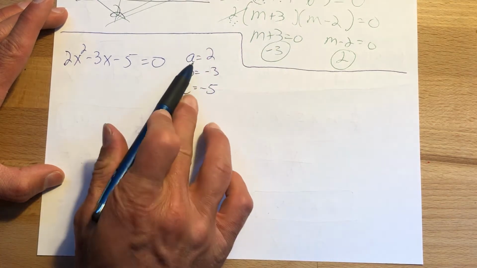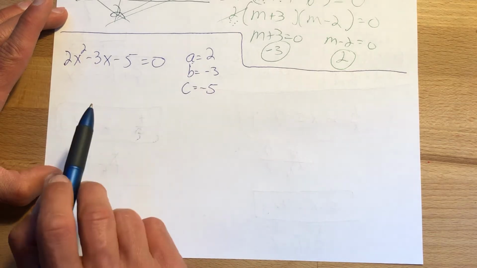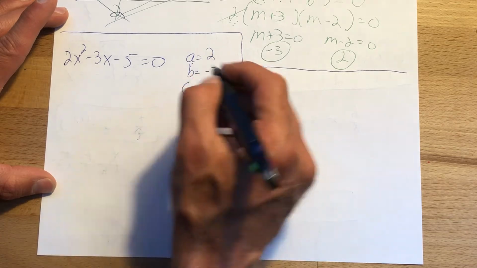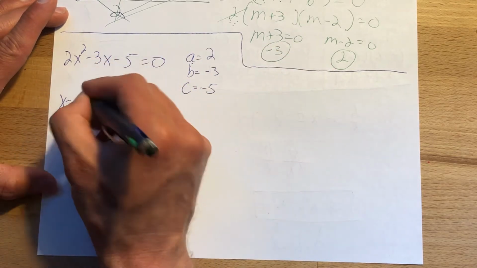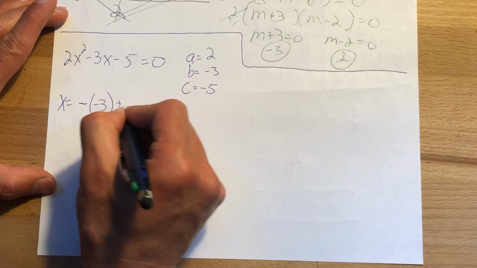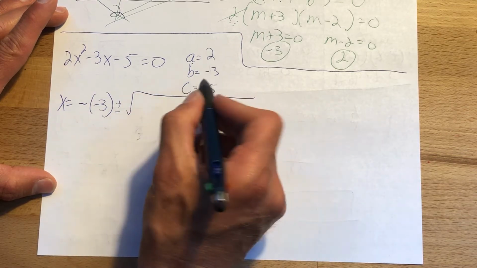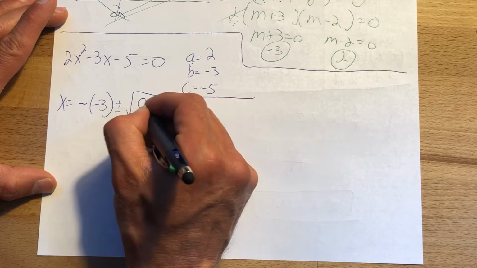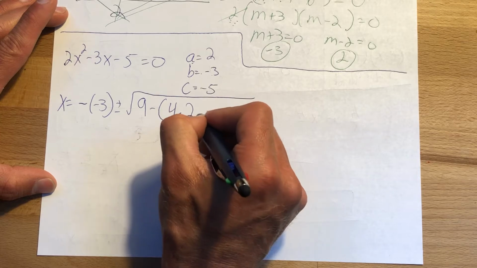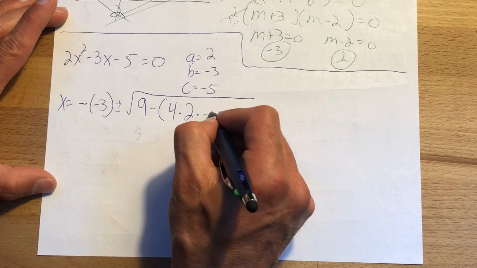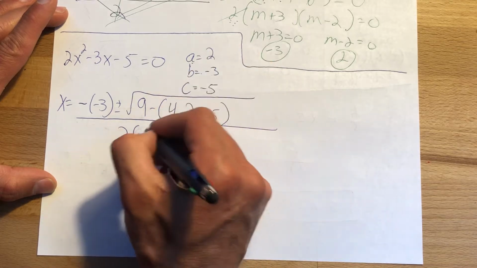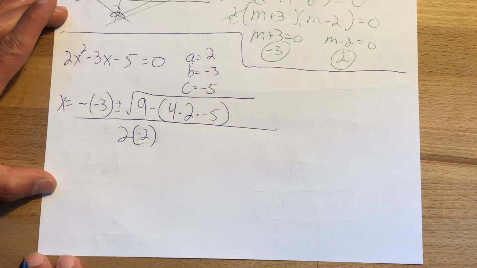I have to identify my A, my B, and my C. Now that I have identified all three of those, I'm going to plug it into my equation. X equals -b plus and minus the square root of b squared, so -3 squared is 9, minus 4 times my A times my C. The whole thing divided by 2 times your A.